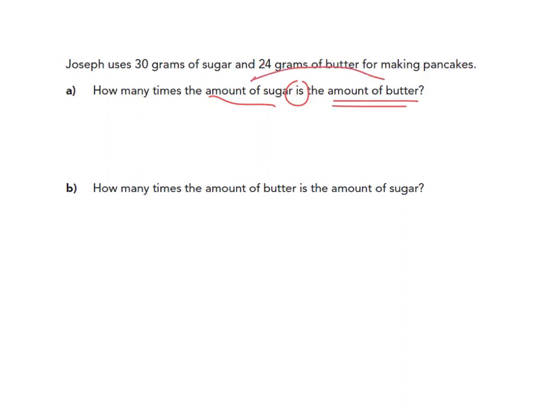The butter is a part of the sugar, so the sugar must be the whole, in this case, 30. And the butter is the part, so that's why it goes on top. If I divide these both by 3, I get 8/10, which can be reduced to 4/5. How many times the amount of sugar is the amount of butter? The amount of butter is only 4/5 of the amount of sugar.